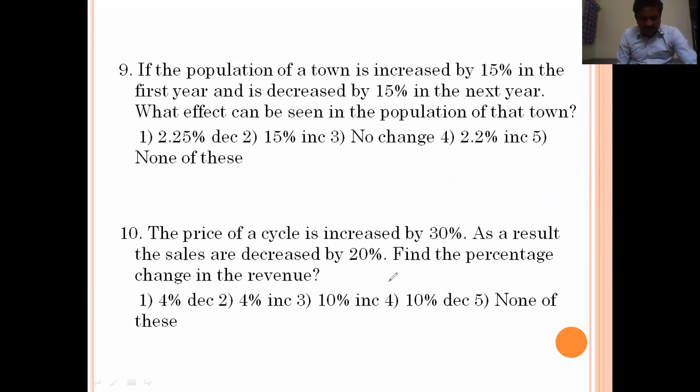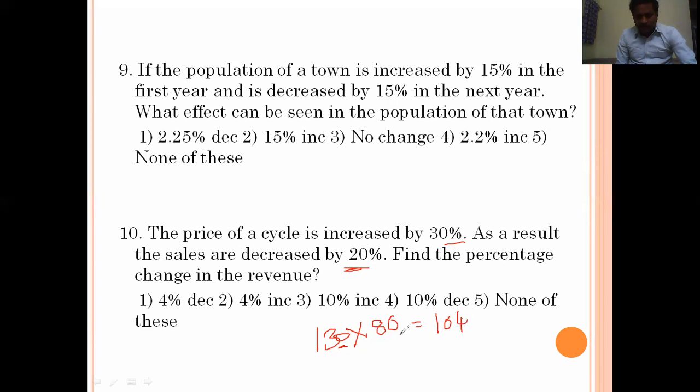Next, the price of a cycle is increased by 30%. As a result, the sales are decreased by 20%. Find the percentage change in the revenue. Revenue equals the price of each cycle times the number of sales. Price of the cycle increased by 30% means increase, so add to 100: 130. Decrease means subtract from 100. 100 minus 20 means 80.